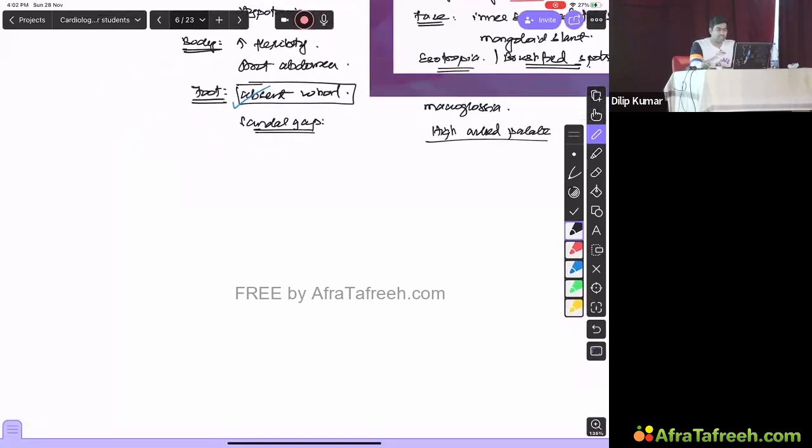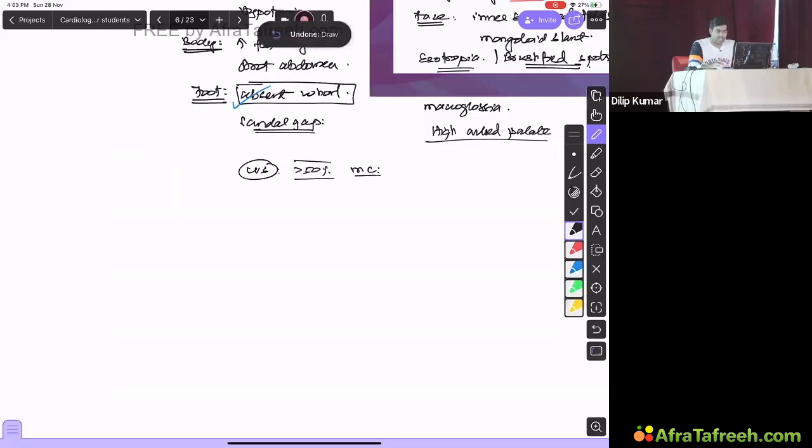If you take the systemic features, these are the general appearances. When you go inside the body, what are the problems they are going to face? CVS problems. Remember, more than 50% of Down syndrome patients will have some sort of CVS abnormality. The most common is endocardial cushion defect, or we can say VSD. VSD is the most common abnormality.